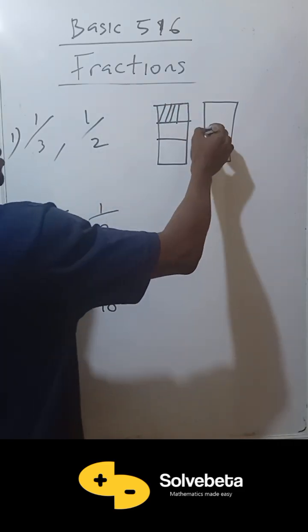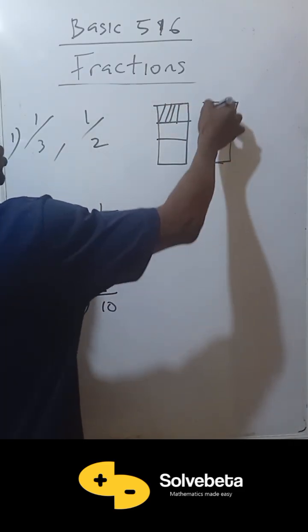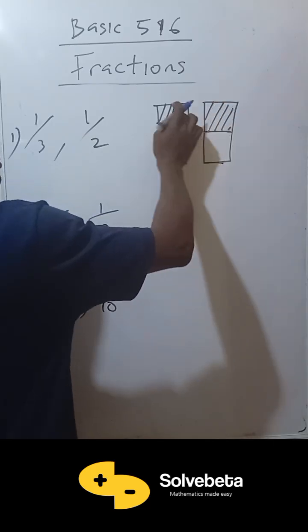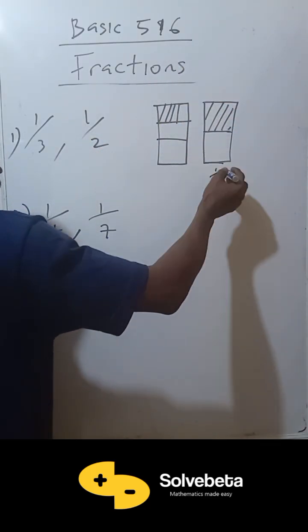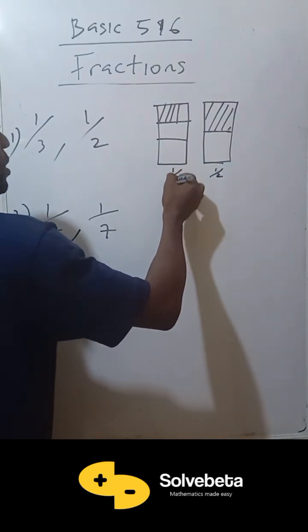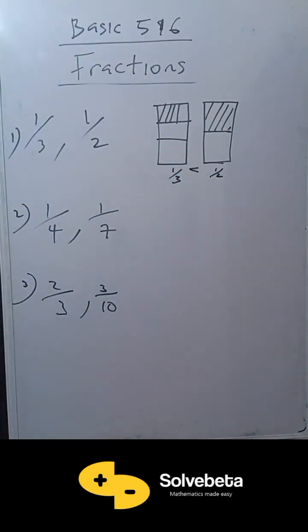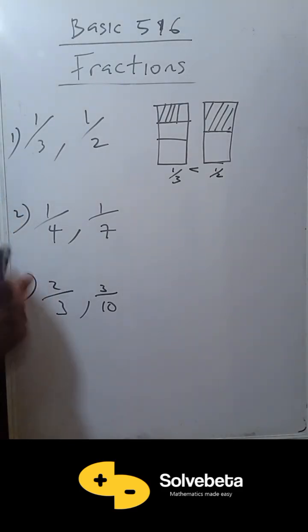Why this is 1 out of 2? Look at it visually. Which one is the greatest? This is bigger than this visually. 1 out of 2 is greater than this one. So it means that 1 out of 3 is less than 1 out of 2. You can visualize it that way to know which one is the greatest, if you are trying to compare two fractions.